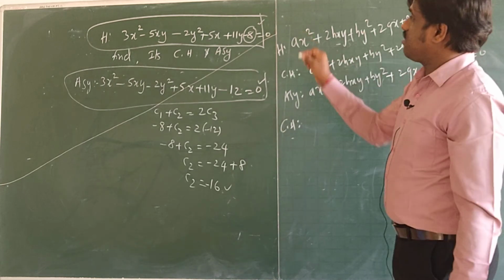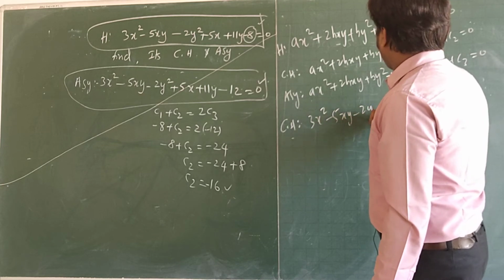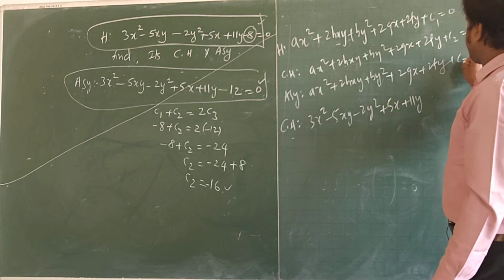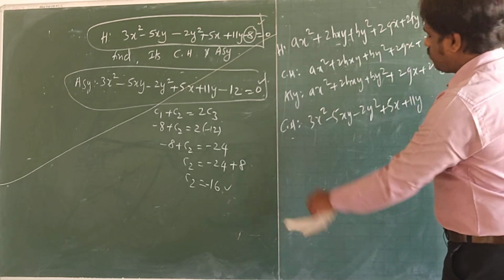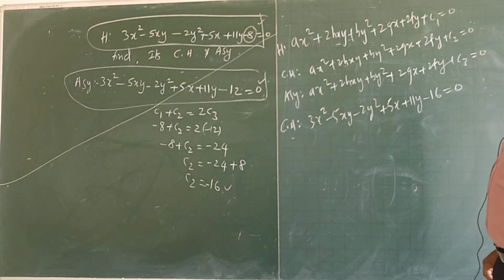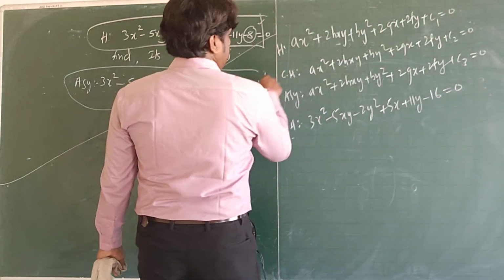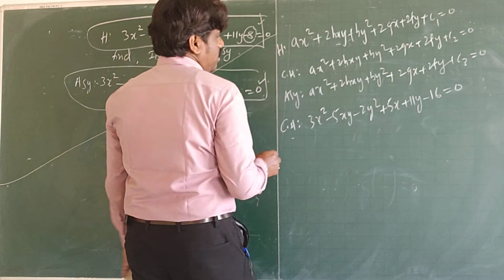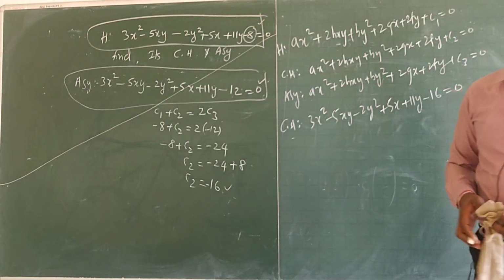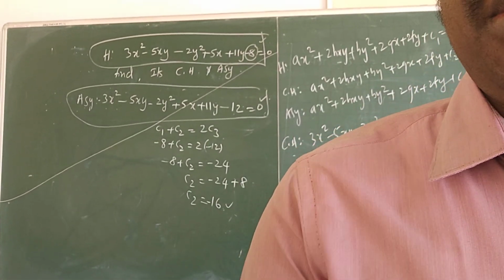So here the same picture will be the same. So 3x square minus 5xy minus 2y square plus 5x plus 11y, in the place of c2, I can use minus 16 is equal to 0. So that is what you have got. See, I always informed you about the gap between them, you can see that twice you got it or not. So however, this is the way to find the solution. This is the solution.